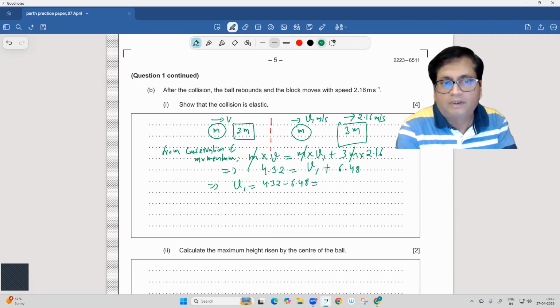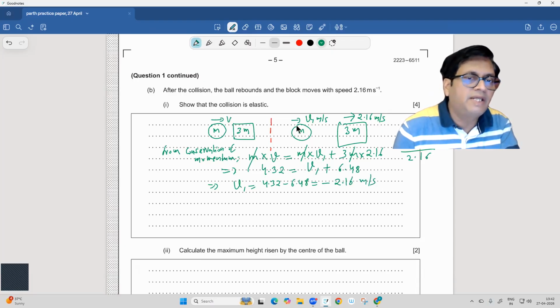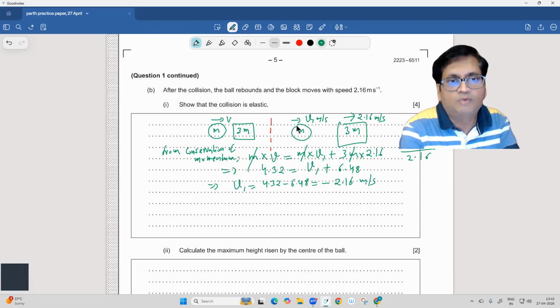6.48, 4.32, 2.16, minus 2.16 meter per second. So the ball is rebounding at this speed, right? Rebound, it is going back, right? It is actually going back at 2.16 meter per second, right?